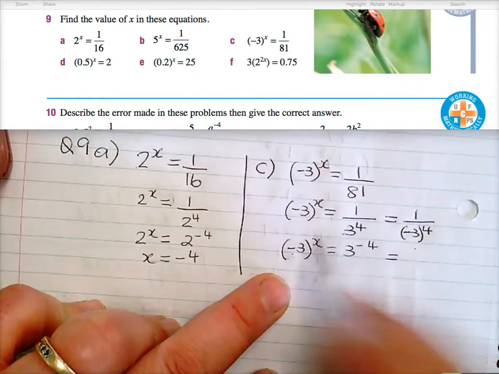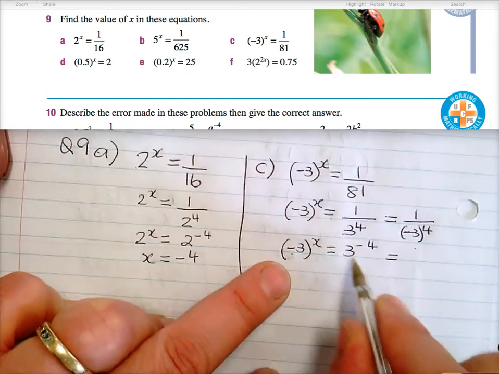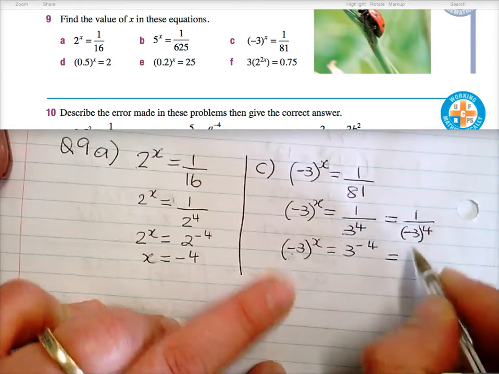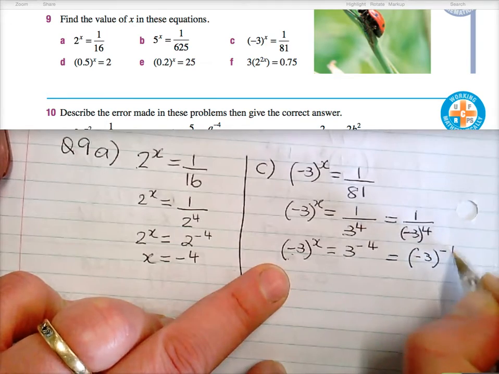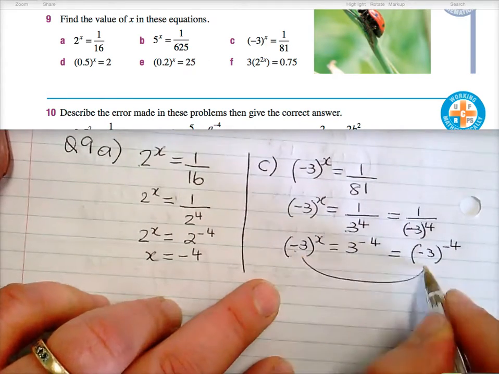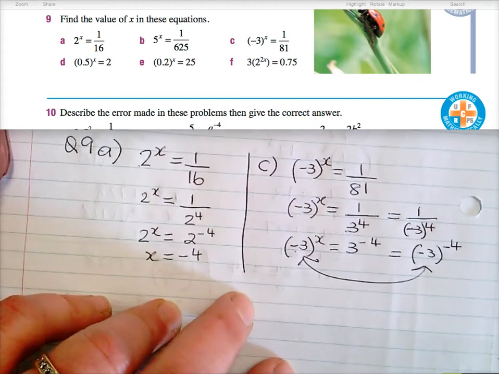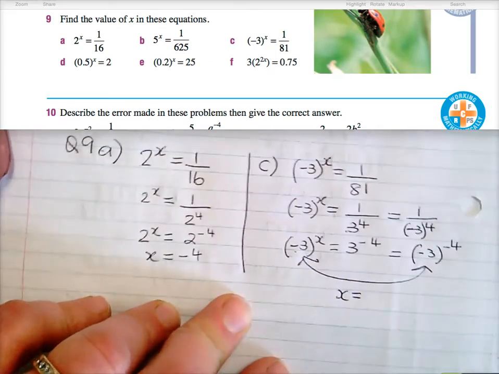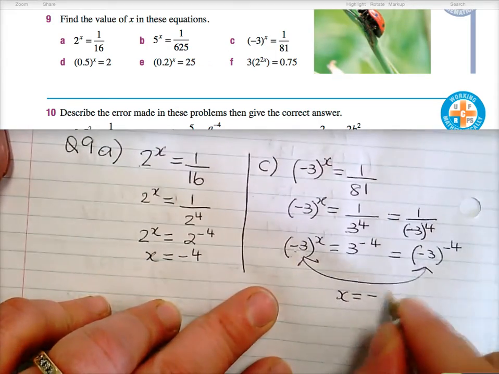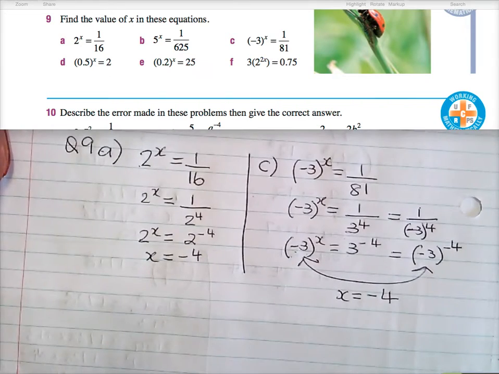Yeah, this wouldn't work if it was to the power of 3. So girls, 1 over 3 to the 4 is 3 to the negative 4, but 1 over negative 3 to the 4 is negative 3 to the negative 4. So I'm just going to compare these two outer ones. This is really different. I actually haven't seen a question like this before. So girls, therefore, what does x equal? All right. So girls, quite tricky.